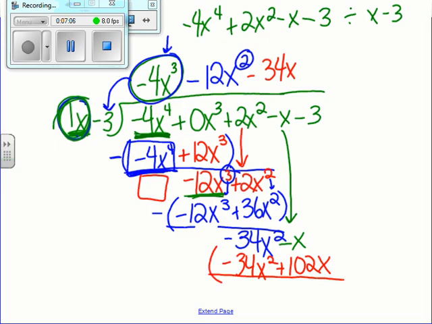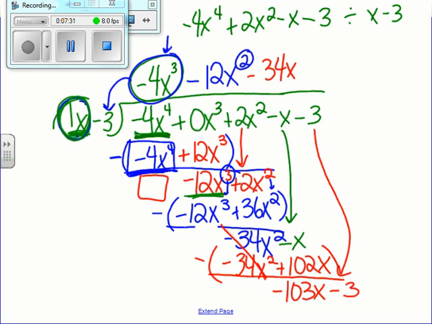Make sure I subtract the whole thing. These terms are going to cancel out. I've got negative 1x minus 102x. Gotta watch those negatives, right? And so that's going to end up as negative 103x. Bring down this guy, can't forget him.